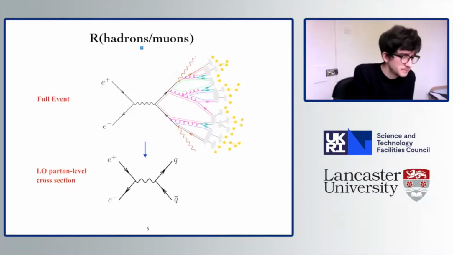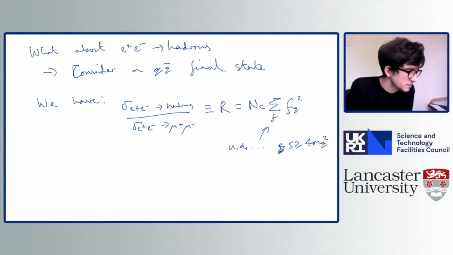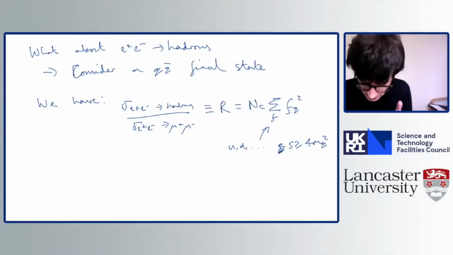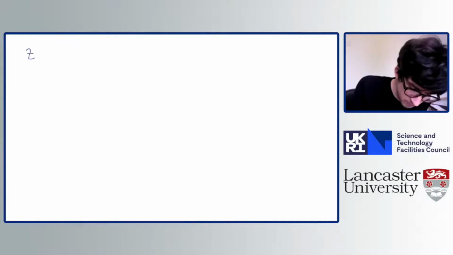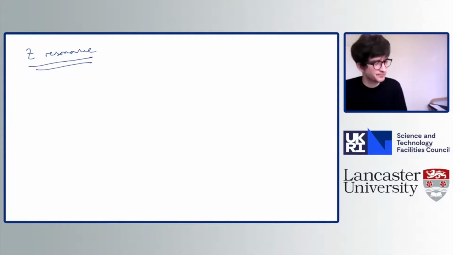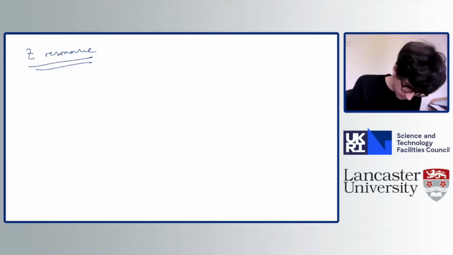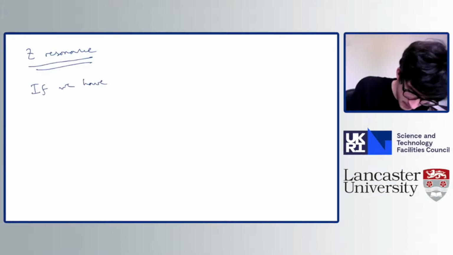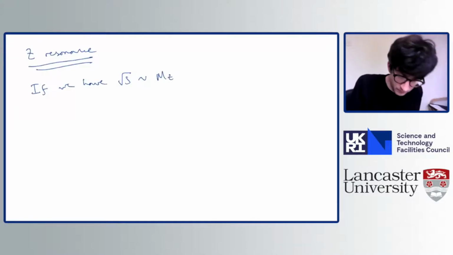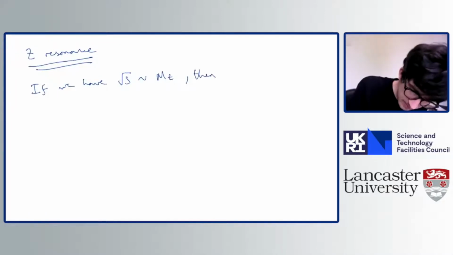Okay, let's go back to some calculation. So the first thing I want to talk about a little bit, so I'll go to a new slide, is the Z resonance and the impact that has. So less of a QCD thing here, but it's certainly very relevant. So now, if we have root S of order the Z mass, then 2 diagrams become relevant.